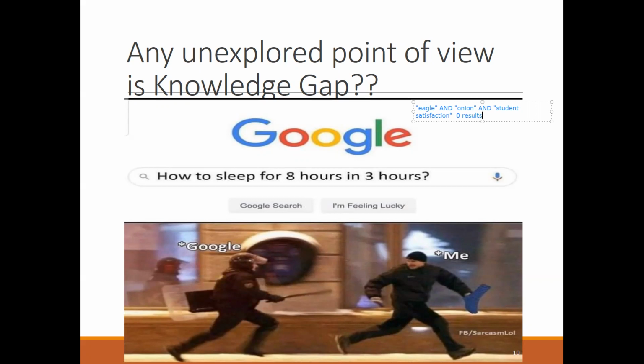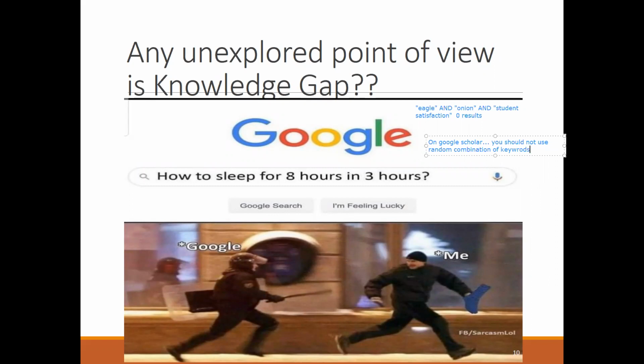It does not mean that you need to investigate student satisfaction in terms of eagle and onion. So please be very careful that knowledge gap should not be a combination of any random words. Whenever you are trying to find knowledge gap on Google Scholar, please keep in mind that you should not use a random combination of keywords. A random combination of keywords is not recommended.